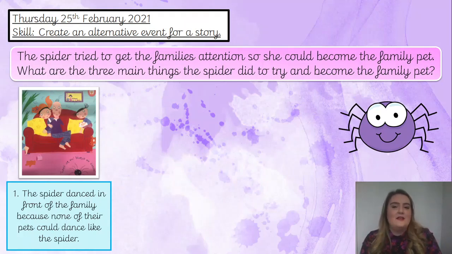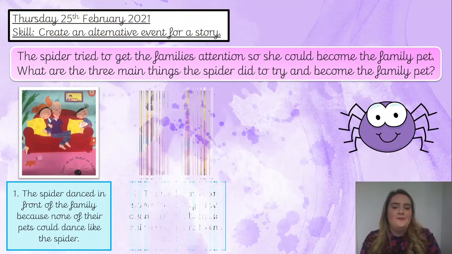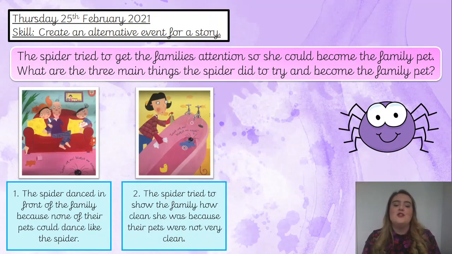What was the second thing that the spider tried to do then? Well done, the spider tried to show the family how clean she was, unlike the pets that they had, because the dog was rolling in the mud, wasn't she, in the story. So she tried to show how clean she was by being in the bath. And then what did the mum do? Well done, she swirled down the drain, didn't she? She flushed her down the plug, and actually the spider landed outside, upside down, really sad. So that was the second thing that she did.